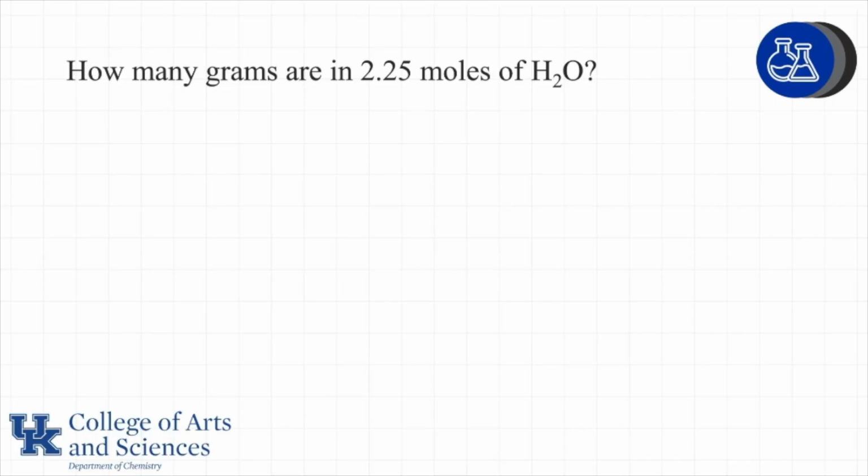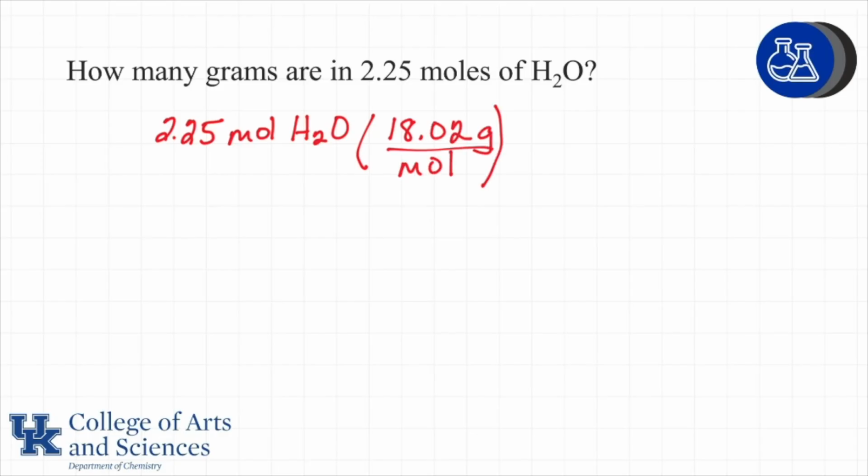Let's look at an example of this. How many grams are in 2.25 moles of H2O? We have 2.25 moles of H2O. We know that the molar mass is 18.02 grams per mole, and moles cancels out. And when we do the math, we get 40.5 grams of H2O. This is using molar mass. We went from moles to grams, no molecules or atoms involved, so we did not use Avogadro's number.